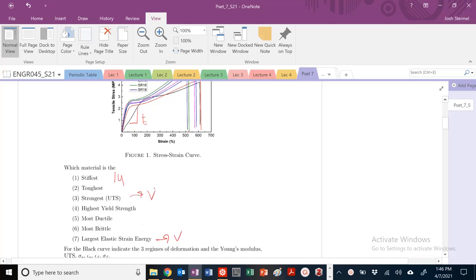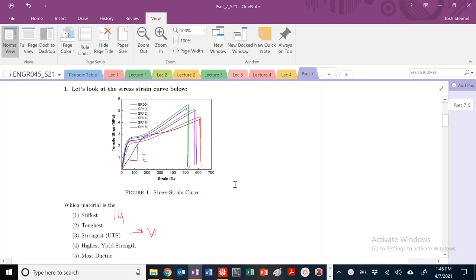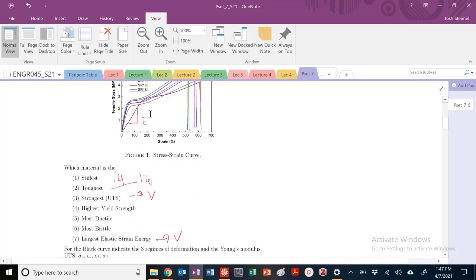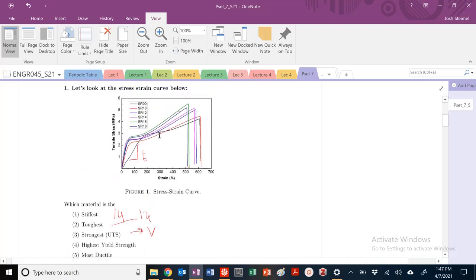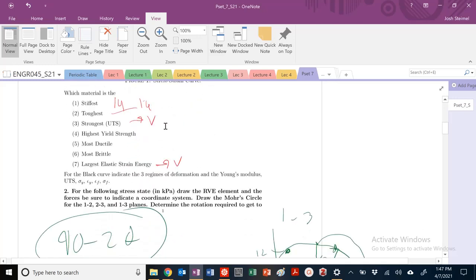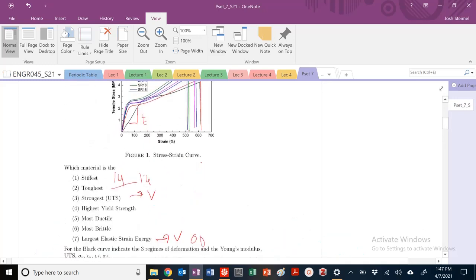materials. So realistically, we don't really know the answer to this, but we can estimate it from this stress strain curve. Looking at the data here, I would say probably 16 will have the largest elastic strain energy, again assuming that the volumes are all the same. Remember, it's the area under the elastic regime, so that's a pretty large area. Again, there's going to be multiple arguments here. That's why you want to explain your answers.